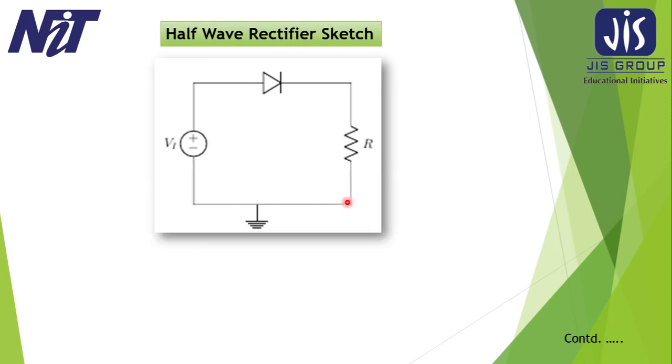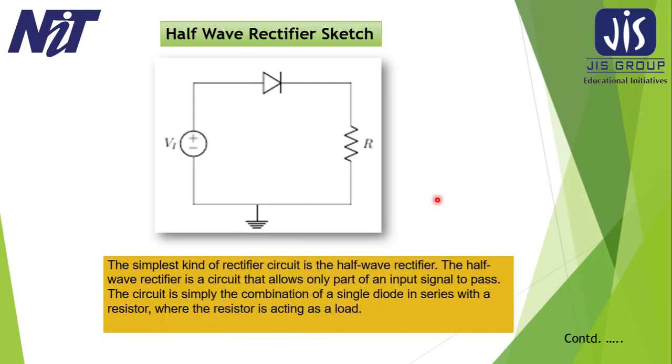Now this is a general sketch of a half wave rectifier, where a PN junction diode is connected in series with a voltage source through a load resistance. A simple kind of rectifier circuit is the half wave rectifier. The half wave rectifier is a circuit that allows only a part of the input signal to pass. The circuit is simply a single diode in series with a resistor, where the resistor acts as a load. This is the load.